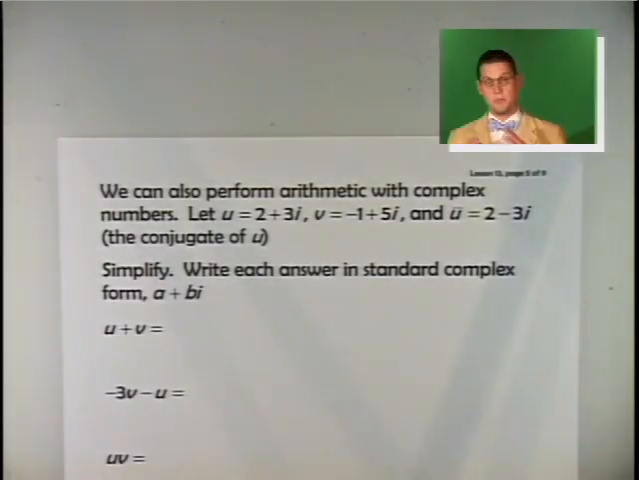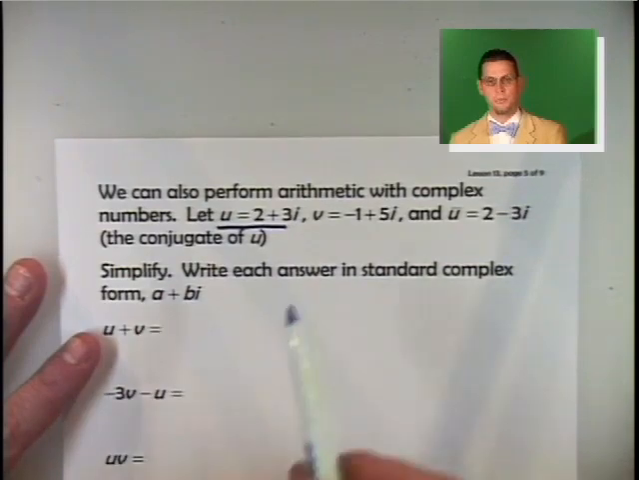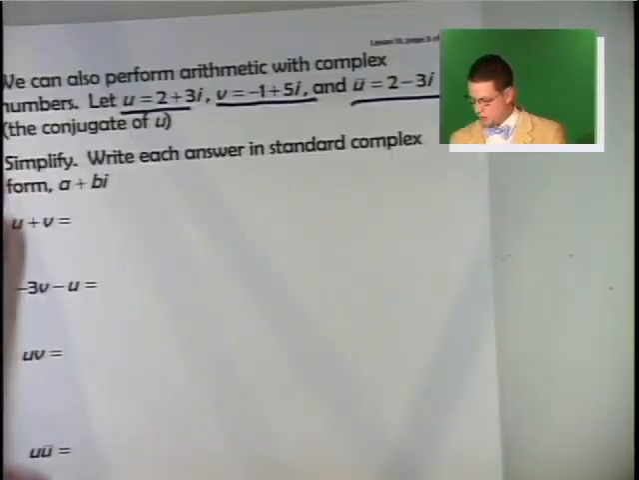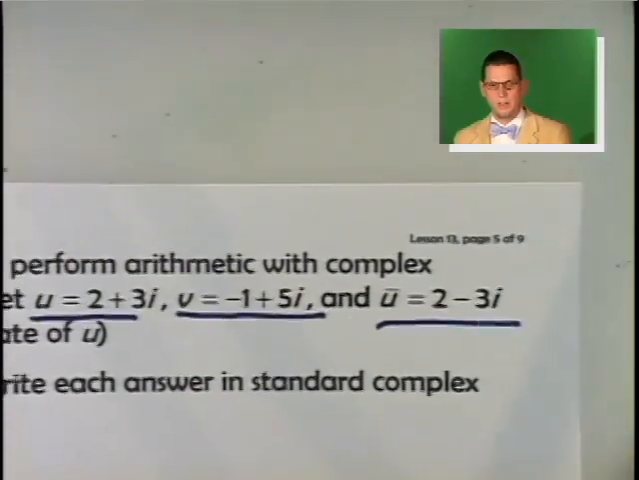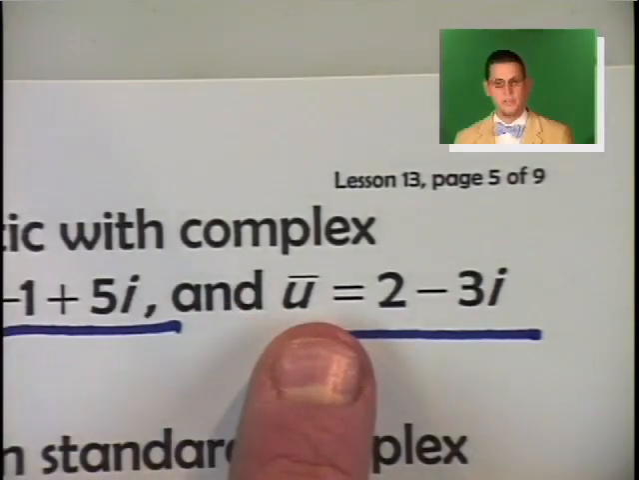Okay, so now that we know how to work with imaginaries, we're going to work with complex numbers. We can actually do operations: addition, subtraction, multiplication, and division. So let's say we have these two complex numbers. U is 2 plus 3i, V is -1 plus 5i, and U with a bar written over it is the notation for the conjugate of U.